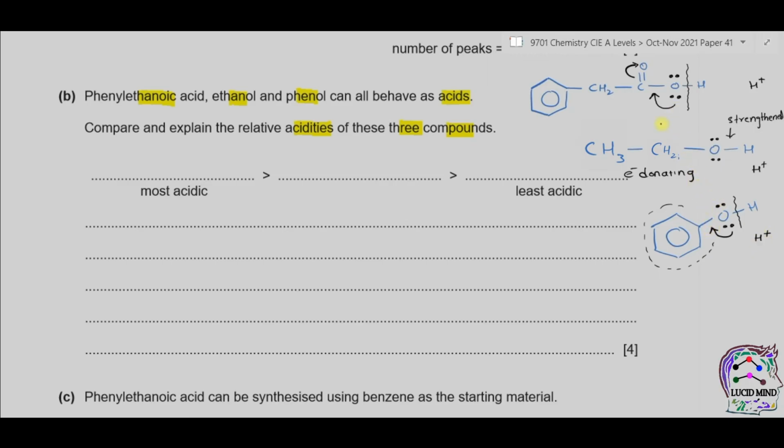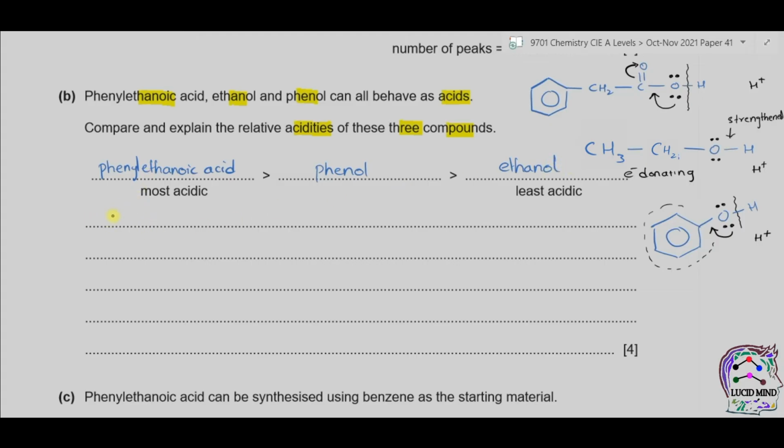Now comparing these 3, we know that this is a carboxylic acid, and carboxylic acid is more acidic as compared to phenol, and then phenol will be more acidic as compared to ethanol. So we can write that the most acidic is phenyl ethanoic acid. Then in second place we have phenol, and in third place we have ethanol. We can write the reasons.